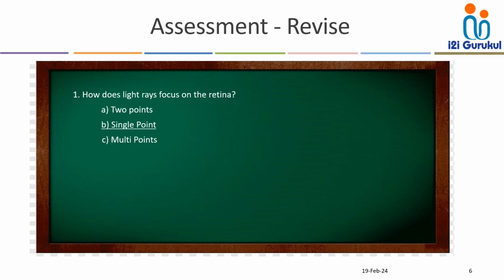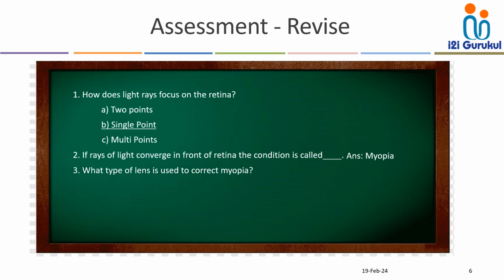The light rays travelling from infinity focus on the retina when the accommodation is at rest, and they create a single focal point. The second question: if the rays of light converge and focus in front of the retina, the condition is called, the answer is myopia. What happens in the myopic condition? The rays of light are focused in front of the retina when the accommodation is at rest. The next question is, what type of lens is used to correct myopia? The correct answer is concave lenses.